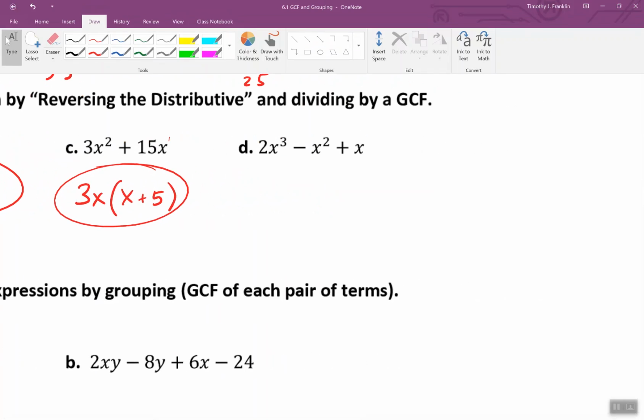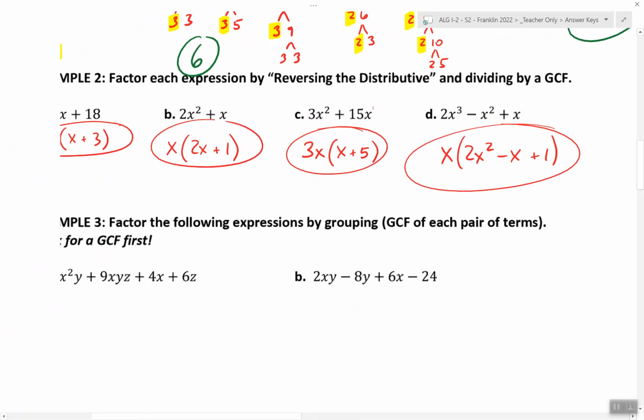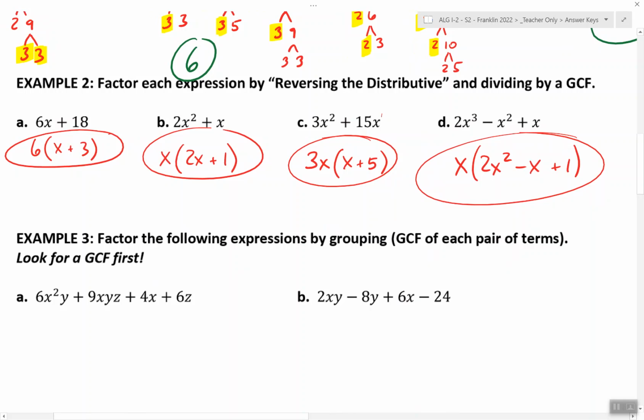3 terms this time. The first one has a 2, the other ones just have 1s, so we won't be dividing a number out. They all have an x. 1 is the smallest exponent present, so we're going to leave that just like this, and what's left is 2x squared minus x plus 1. So that is how we factor an expression by using a GCF. Find the GCF of all the terms and then divide every term by that GCF.